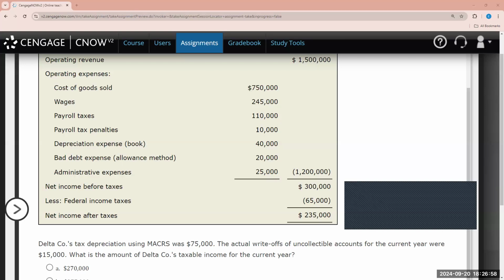The actual write-offs of uncollectible accounts for the year were $15,000. What is the amount of Delta Company's taxable income for the current year? So in order for us to determine the taxable income for the year, there's some things that we need to consider.